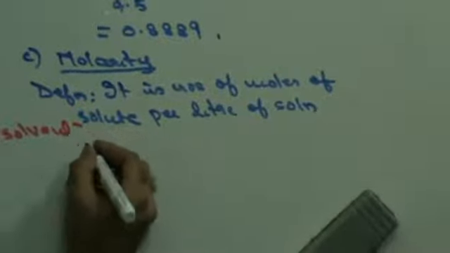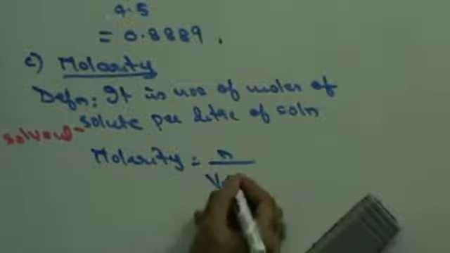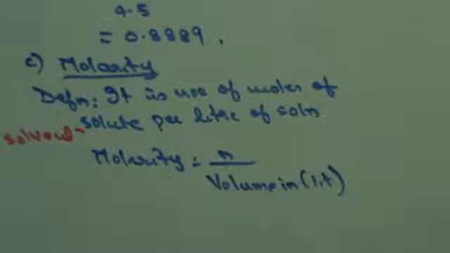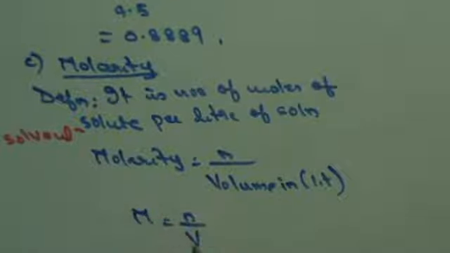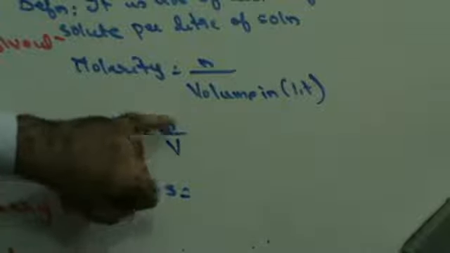Mathematically I can say that molarity is number of moles of solute upon volume in liters. Right, so I could say that molarity is nothing but N upon V, where M is the molarity, N is the number of moles of solute, and V is the total volume of the solution in liters, right? What will be the units of molarity? The units of molarity will be number of moles of solute per liter, that is moles per liter, right? That is going to be the units for molarity. Let's see a numerical and understand this.